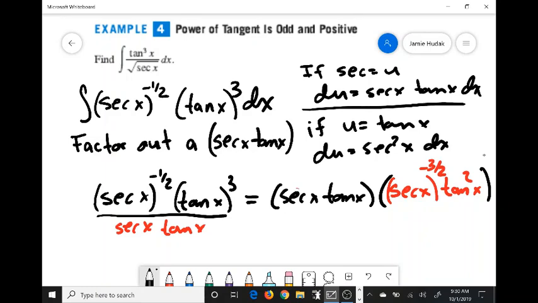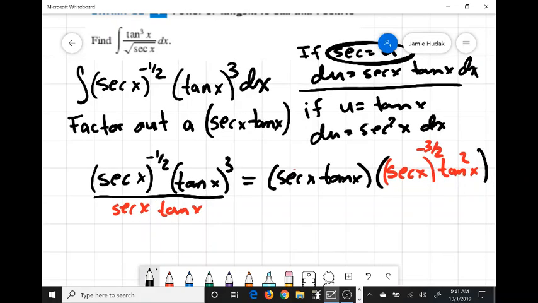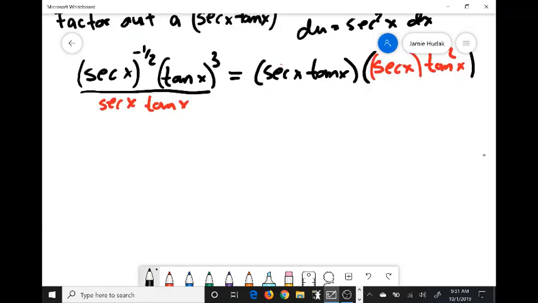So it's just an algebra factoring rule. When we factor something out, the GCF that we factor out becomes the divisor. And when we divide it, we can adjust the powers accordingly. And now we have a secant x tan x. Well, if secant x tan x is what we're saving, that means we're going to be setting our u equal to secant. So now let's rewrite our integral.